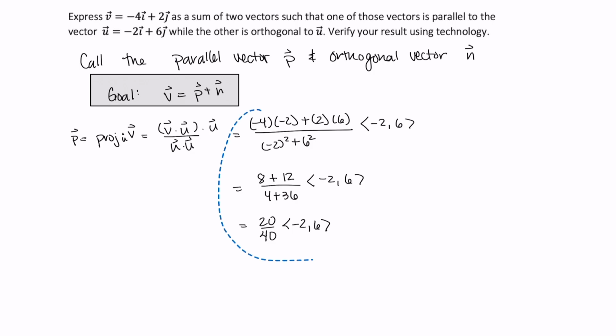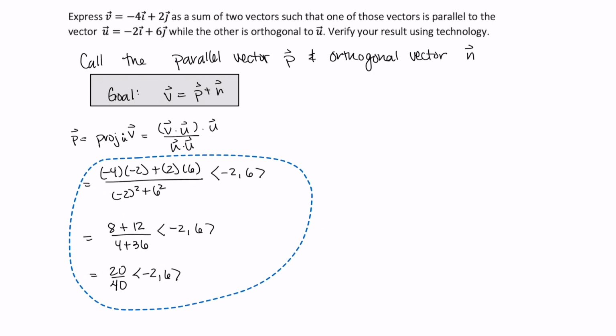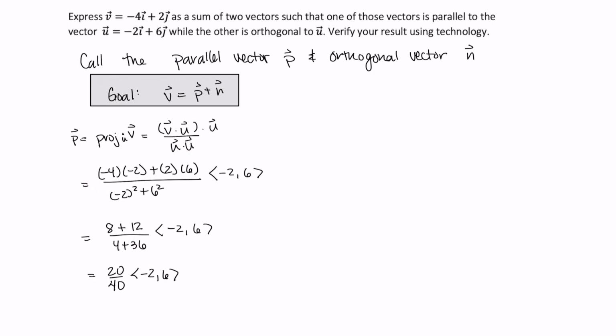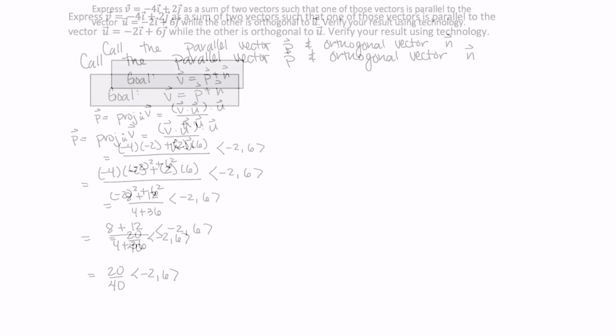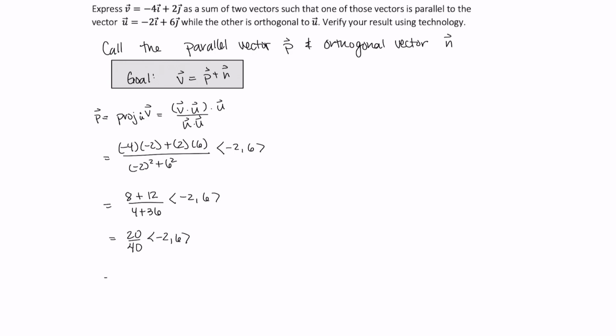Bear with me, I'm going to rearrange real quick because I took up too much horizontal space here. So I'm just going to shift this. There we are. And I'm also going to zoom out just a little bit. There we are. So this is 1/2 times negative 2, 6, which is just negative 1 comma 3. So our vector P is equal to negative 1, 3.